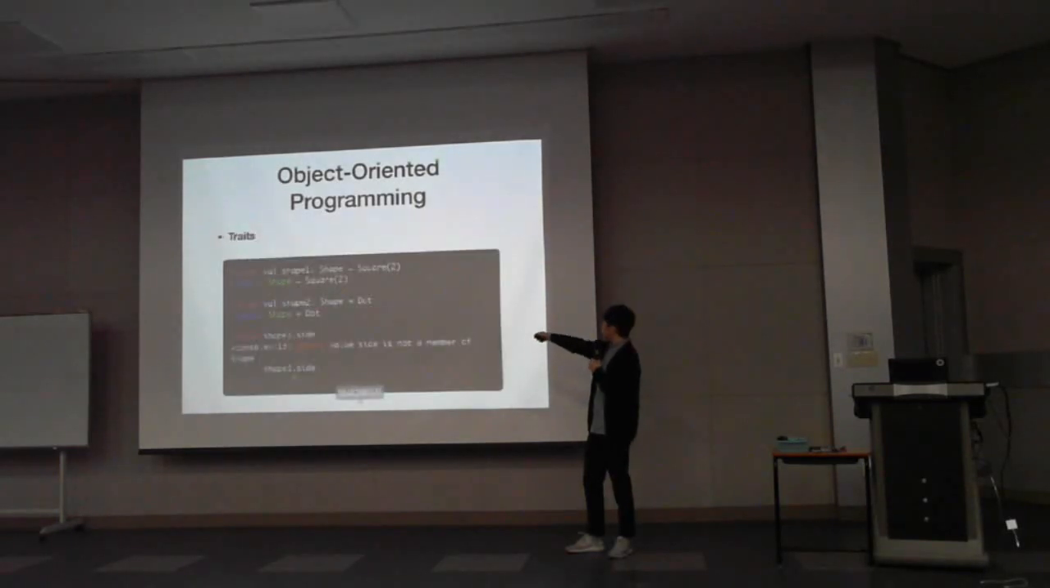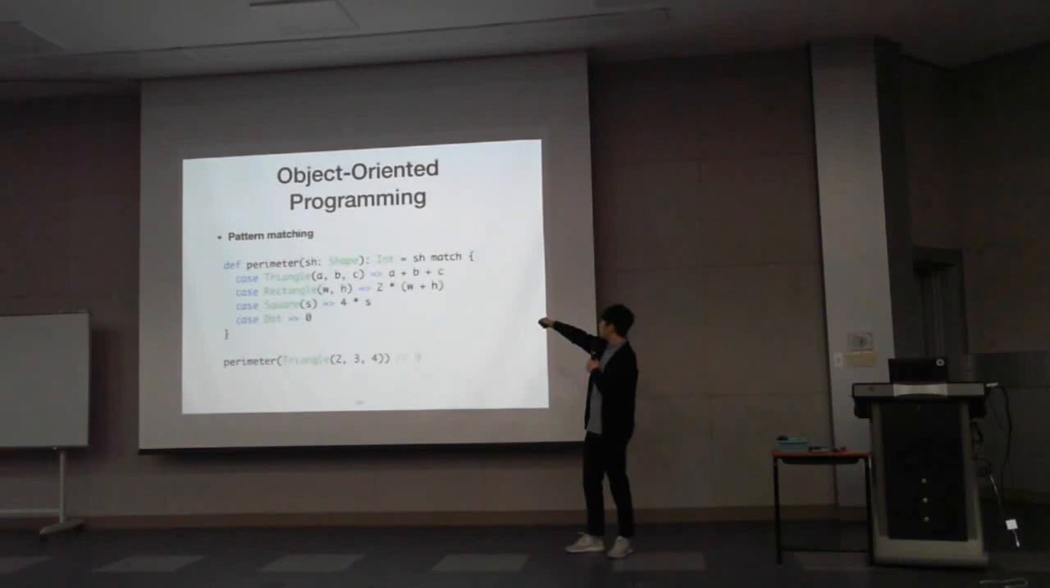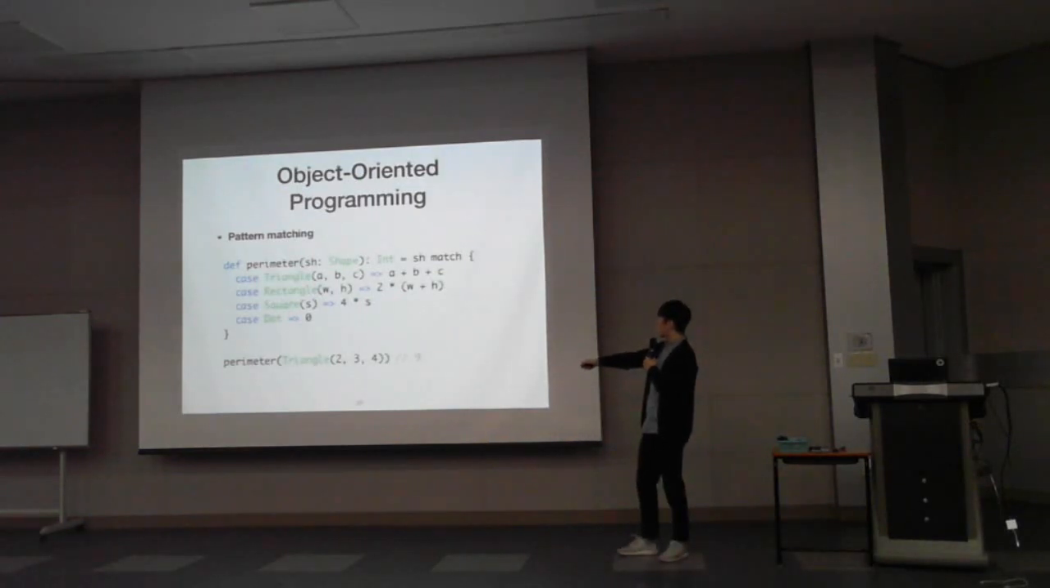In this case, shape1 is Square(2). If we pass Square(2) into this parameter, then it goes to this case. Then the side field value is stored in a new immutable variable s, and we can use the field value s like that. In this example, Triangle(2, 3, 4) is passed into the parameter, then it goes into this case, and 2, 3, 4 are assigned to a, b, c, so it will return 9.